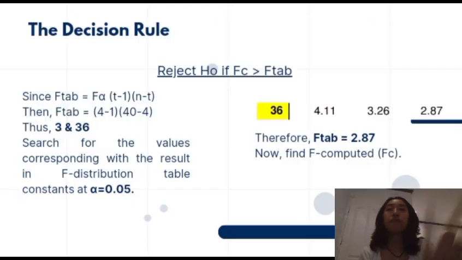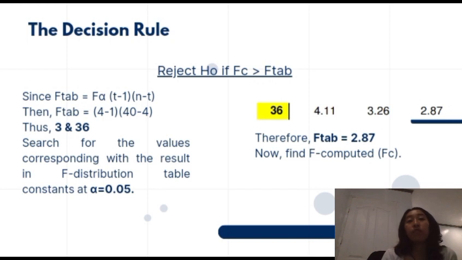And then, let's go back to the decision rule, which is to reject HO if F computed is greater than F tab. Since F tab is equal to F alpha, T minus 1, and N minus T, to fasten the discussion, it becomes 3 and 36. And then I searched on the internet or credible sources for the corresponding value in the F distribution table for 3 and 36 if my level of significance is 0.05. So, I got 2.87.